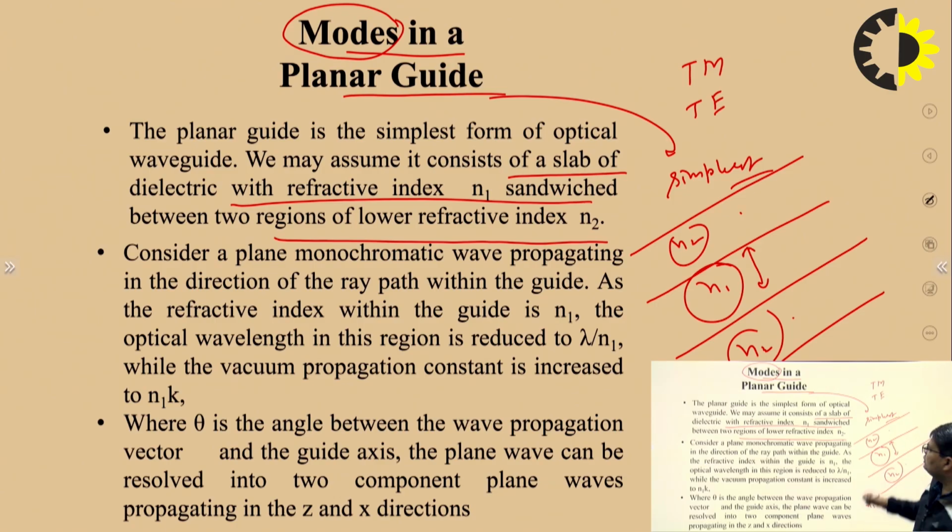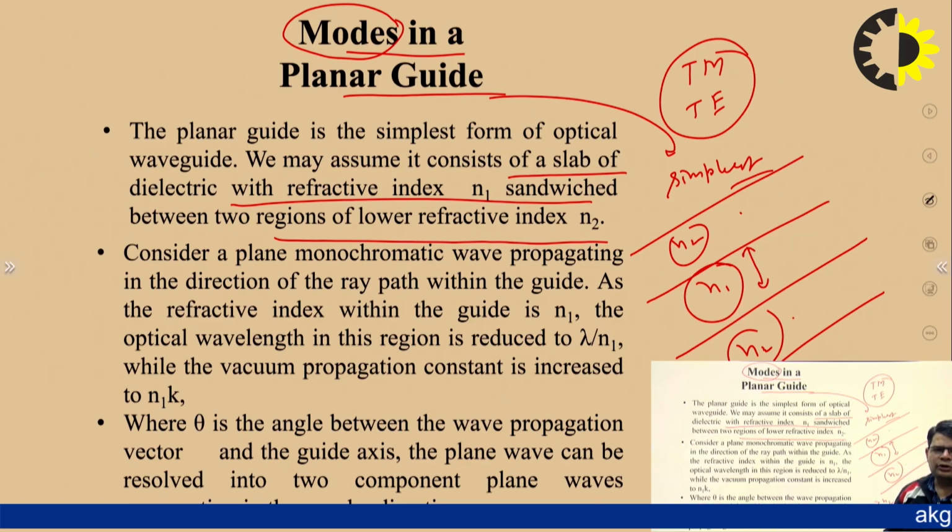So in this planar guide, generally the TEM and TM modes exist. Mode means inside the fiber there is a field component. That field component will make a particular type of shape, pattern or distribution inside the fiber, which is termed as the mode. Along with this, there will be a subscript to denote the order of the mode. Let's say it is denoted by small m. So small m denotes the order of mode.